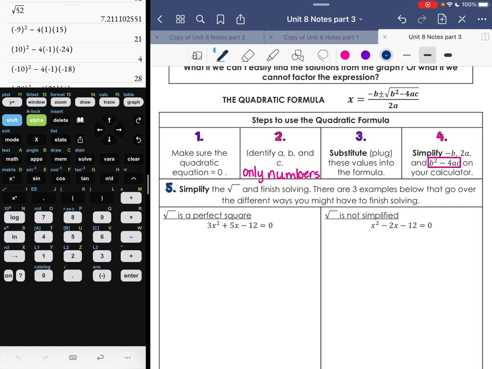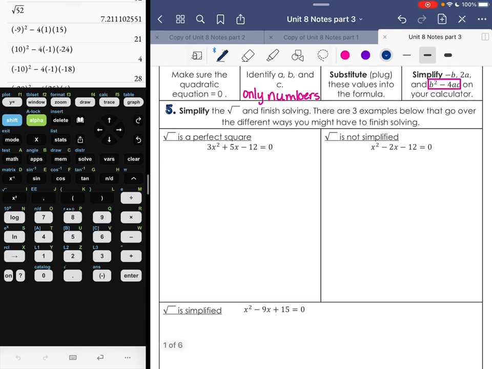So we have square root is a perfect square is one option. Square root is not simplified, and we have to simplify it. And the square root is already simplified either because it is a prime number or it does not have a perfect square inside of it. There's actually a 4th one that we will not learn about in Algebra 1, and that is where we have a negative square root, and therefore our answer is going to include imaginary numbers. But we're going to leave that for Algebra 2.